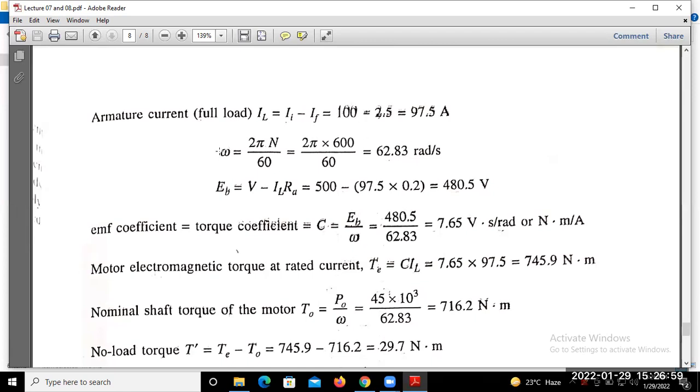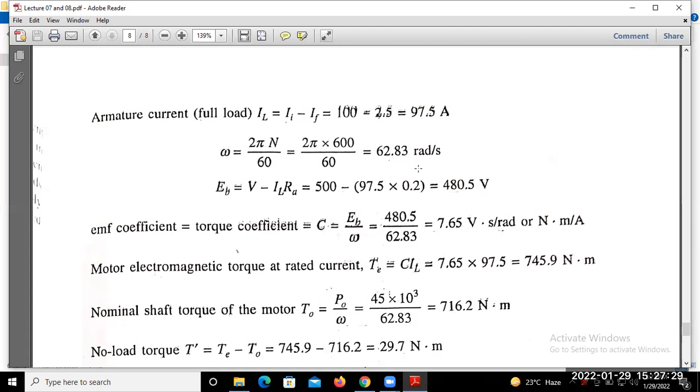Omega, the angular velocity in radian per second, is given in revolutions per minute, RPM. So convert it to radian per second, that means 2 pi n by 60. Put here the value, 2 pi into 600 by 60, that is equal to 62.83 radian per second.